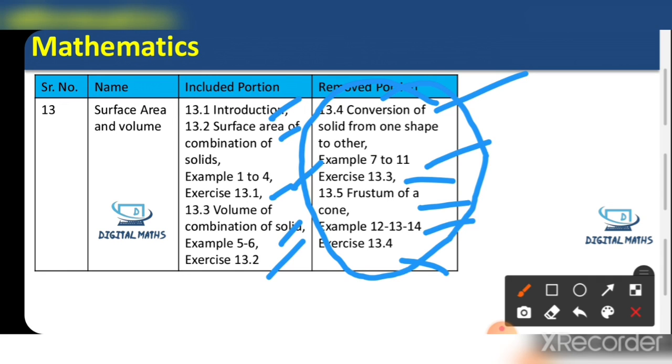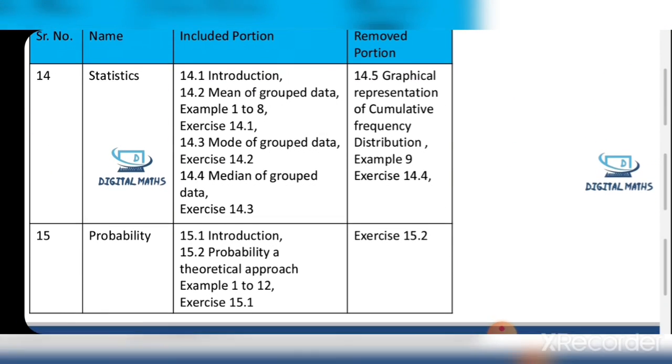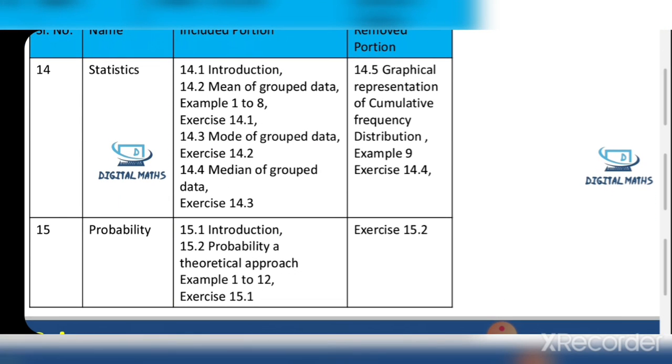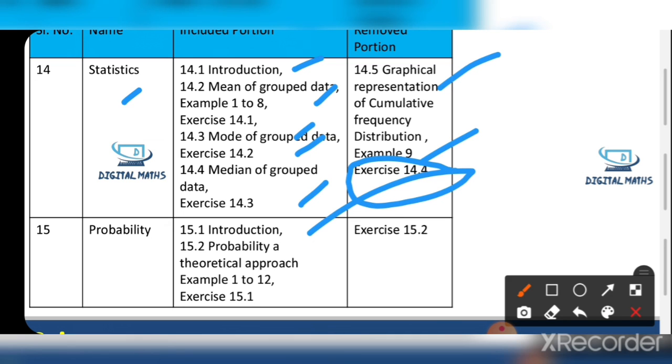Now we have to see which is the included portion and which is the removed portion from chapters number 14 and 15. In statistics, chapter number 14, the included portion is: introduction, mean of grouped data, example 1 to 8, exercise 14.1, mode of grouped data, exercise 14.2, median of grouped data, 14.3. The removed portion is graphical representation of cumulative frequency distribution, example 9 and exercise 14.4, all removed. It is also very important.